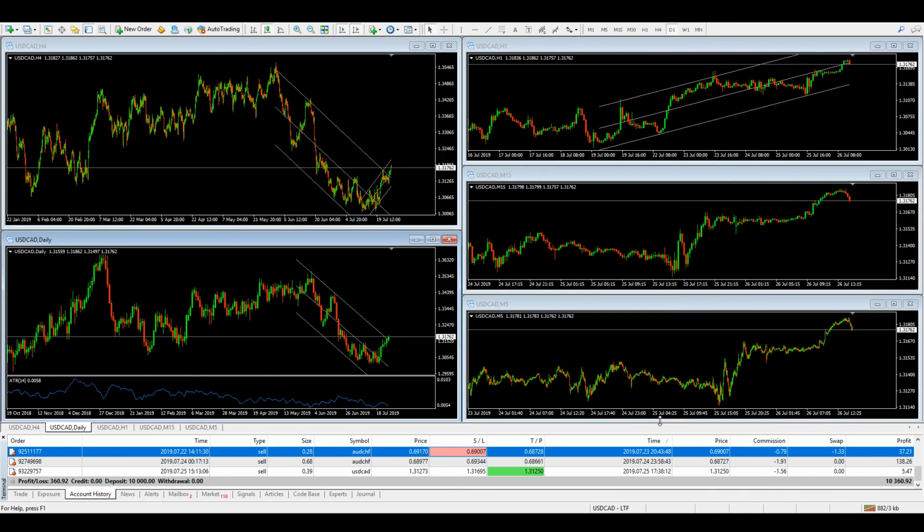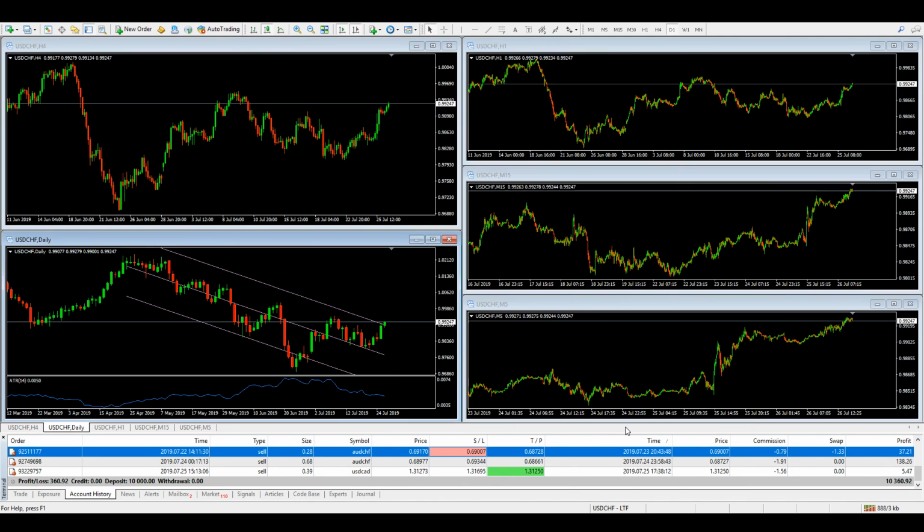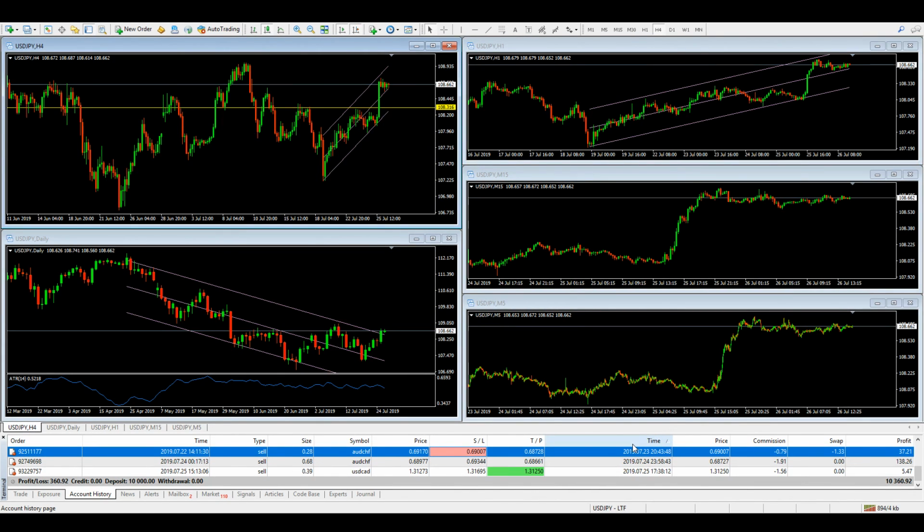USD CAD has already gone over, really. No, it needs to see signs of reversal. It's too overbought. Same for USD Swissy. Similar thing for USD JPY.